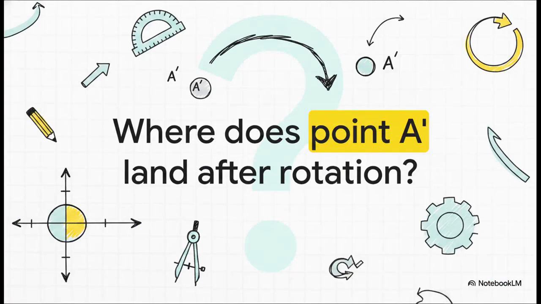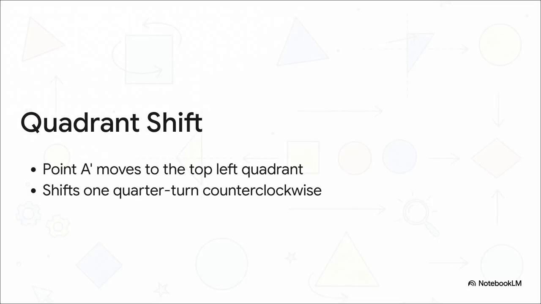Okay, time for a quick spatial reasoning check. Imagine your original point A is sitting up in the top right quadrant, quadrant 1. Where exactly should you expect point A prime to land after we execute a 90-degree counterclockwise rotation around the origin? Think about it for a sec. Did you guess the top left quadrant or quadrant 2? Because that's the right answer.